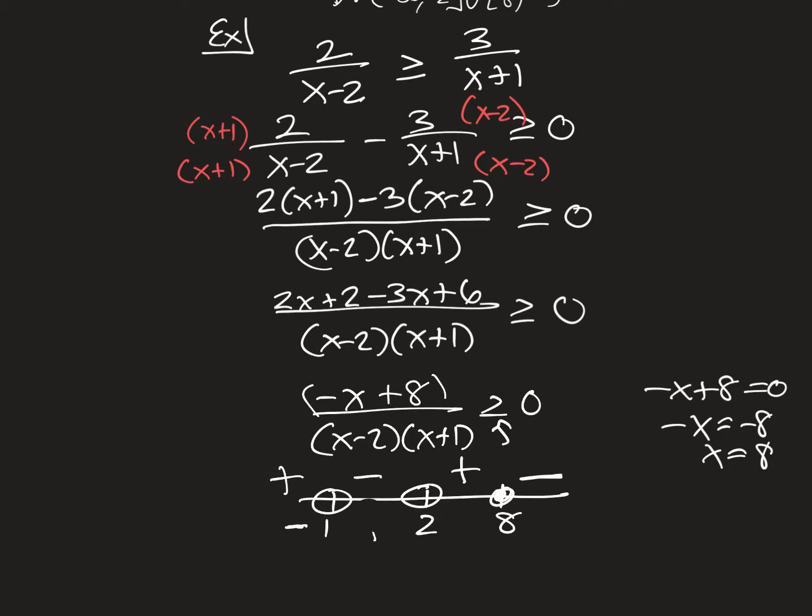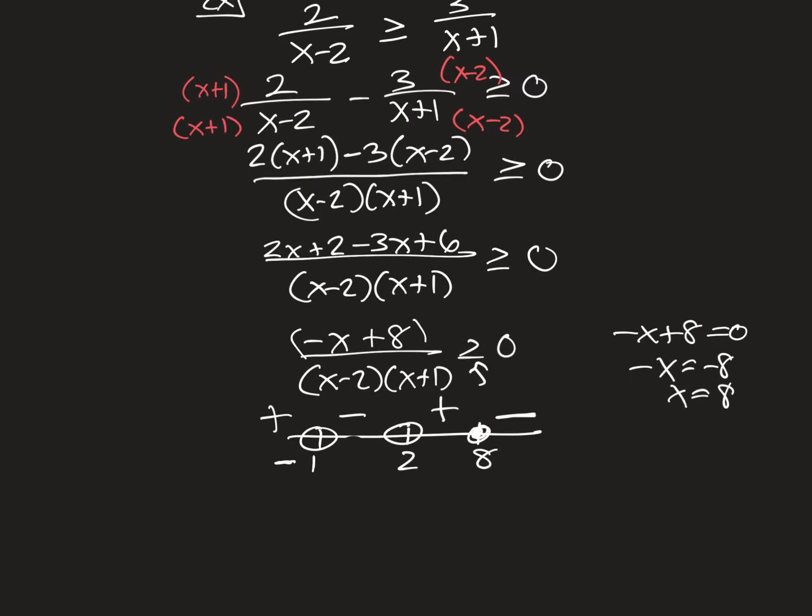Okay, and now let's just answer the question. Greater than or equal to 0, that's what I'm looking for. So -infinity to -1 with a parenthesis, union 2 with a parenthesis to 8 with a bracket. And that should be it, yes.